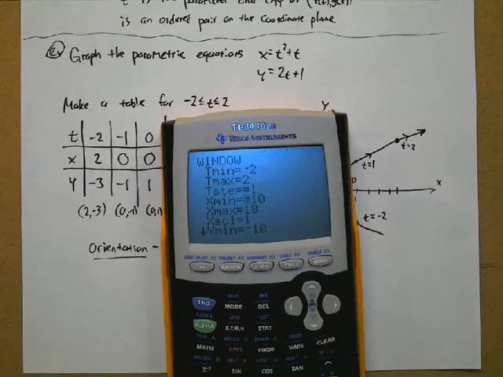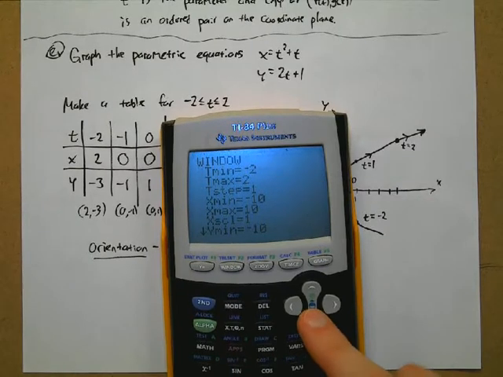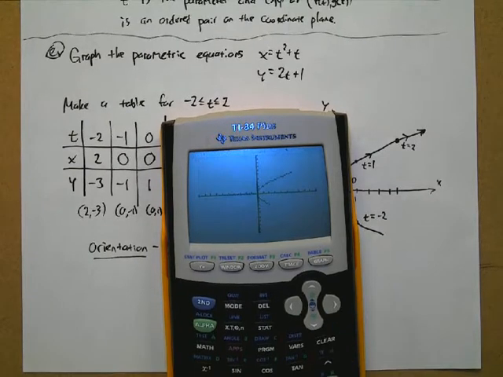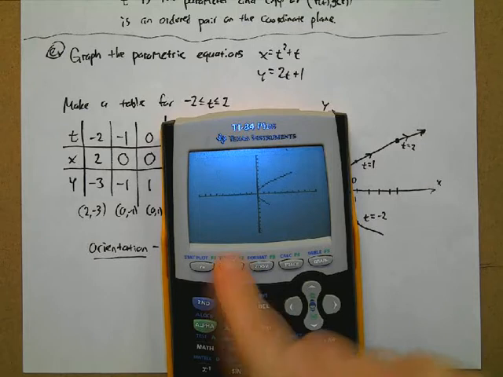So go back to window here, sorry. T min, T max, -2 to 2. T step, 1, because they're counted by 1s. And then the window should still be your normal -10 to 10 for x min, x max, and -10 to 10 for y min, y max. Let me graph it. And there it is.